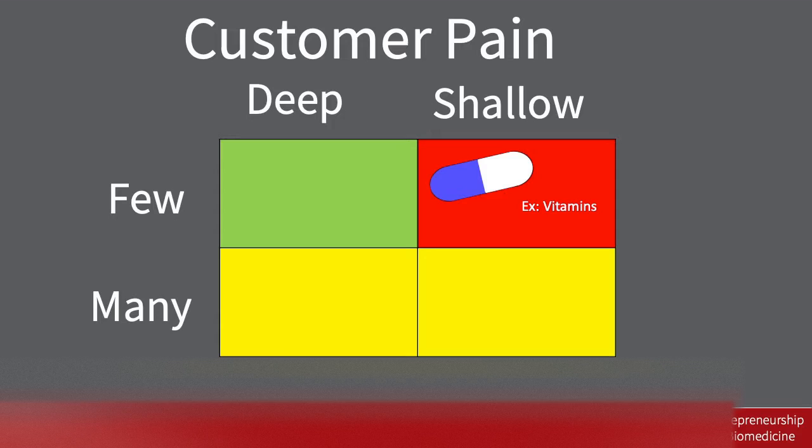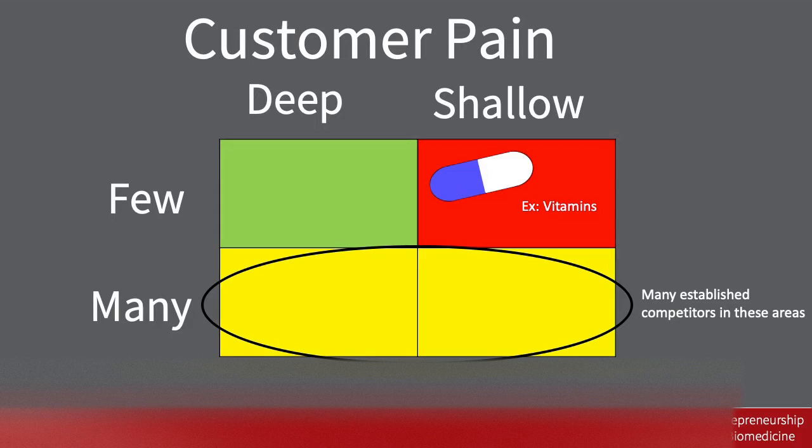Why is it yellow when a lot of customers have the same problem? A deep problem that a lot of potential customers have is in yellow because, generally speaking, that area is of interest to the so-called big boys, the large established companies that want to exploit a deep problem that many people have, or even a shallow problem that many people have, and competing with them is difficult.